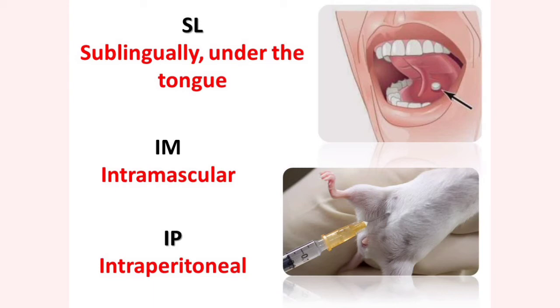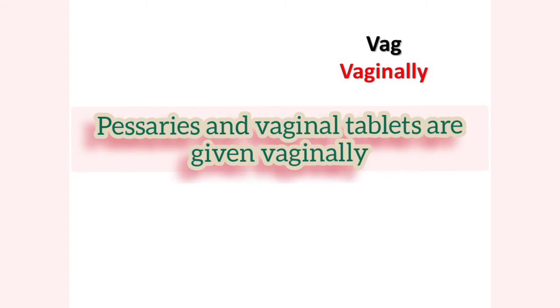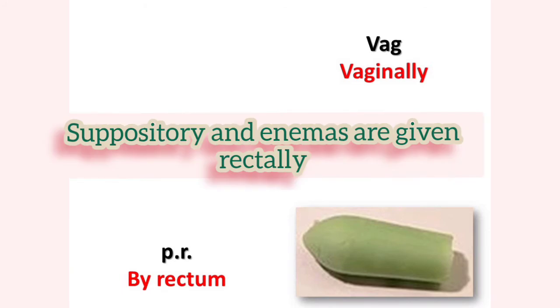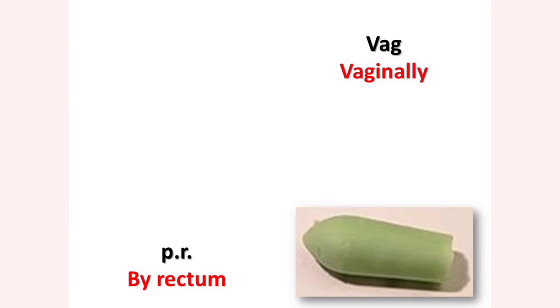And another is VAG, which represents vaginally. If any tablets are given through the vagina, it is represented by VAG. And another is PR. PR means per rectal in Latin, and in English it represents by rectum. Suppositories are given by rectum, so while prescribing suppositories they will write PR in the abbreviated form.